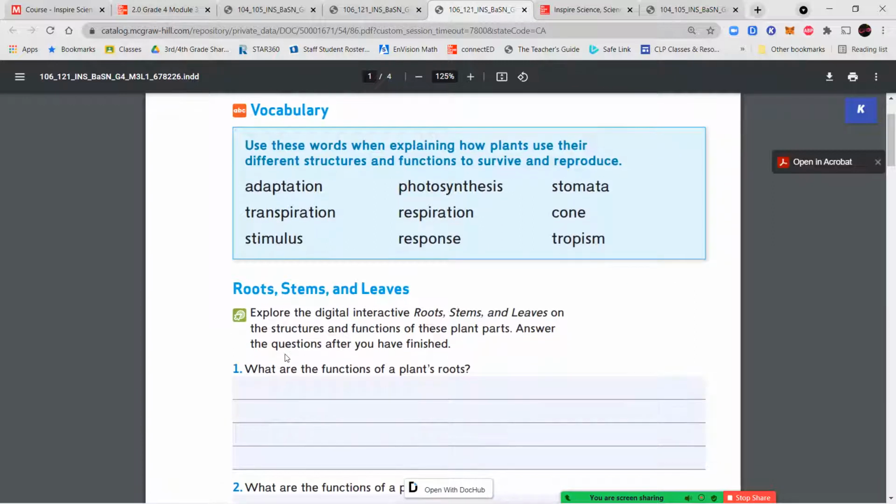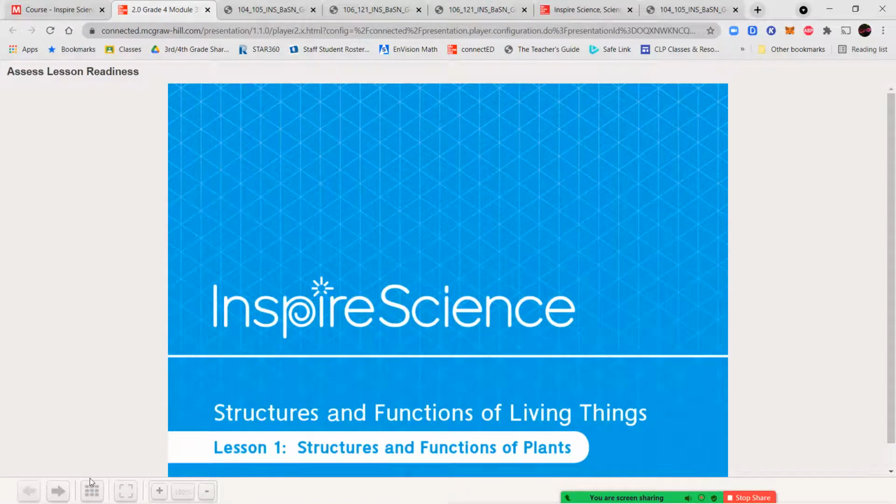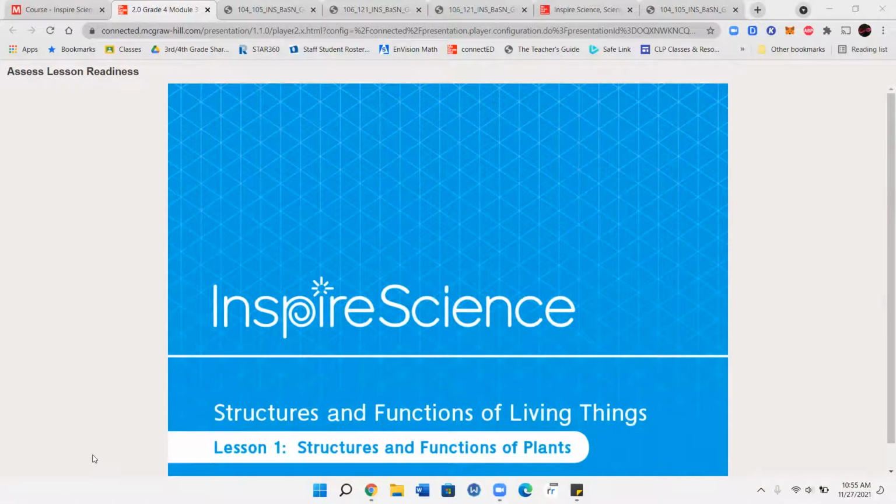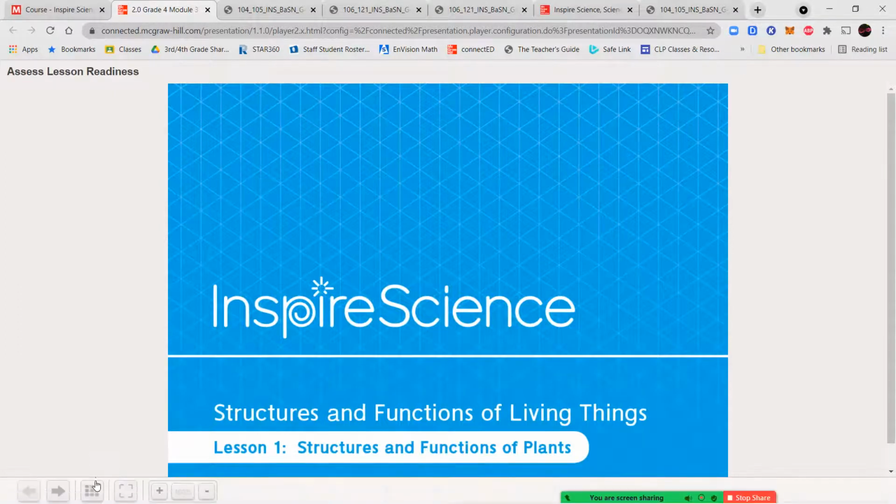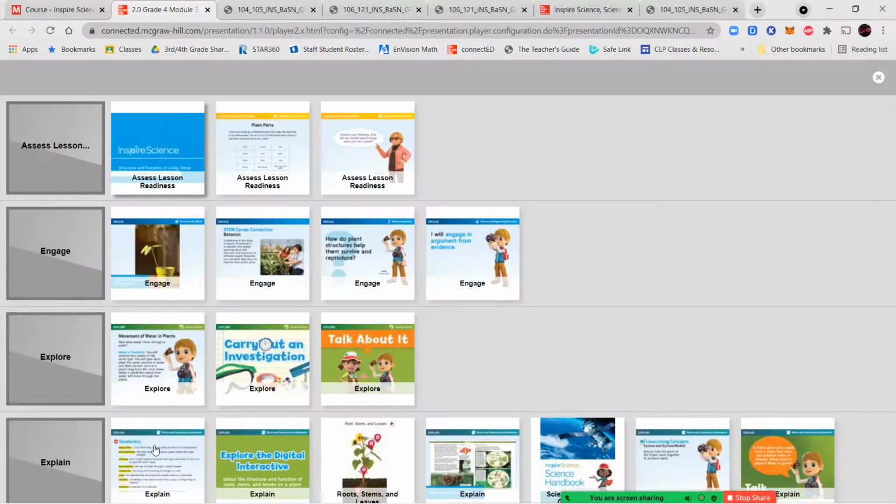So our vocabulary words for this week are adaptation, photosynthesis, stomata, transpiration, respiration, cone, stimulus, response, and tropism. We've got a lot of vocabulary words this week, but all of them have really interesting meanings that we're going to look at and learn about throughout the entire lesson.